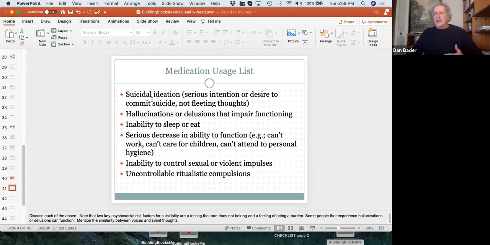Now, suicidal ideation where there's a serious intention or desire to commit suicide, it's probably not a bad idea to at least temporarily take some medication to get you emotionally brought down. Most of the medications, if they work, will partially anesthetize emotional energies. Now, the second thing where we might say yes, you do need to take some medication, at least temporarily, is hallucinations or delusions that impair functioning.